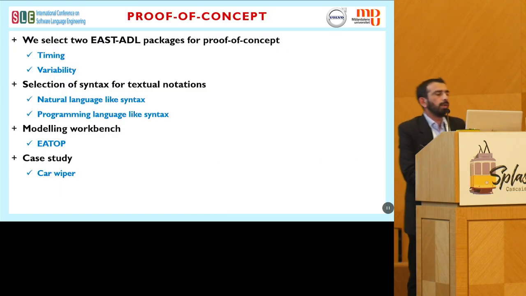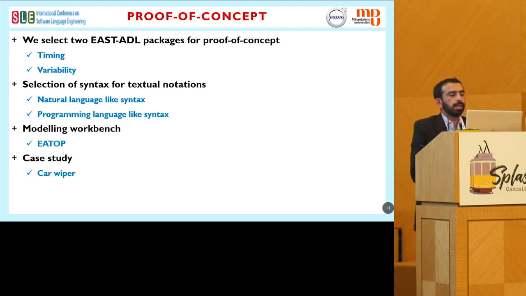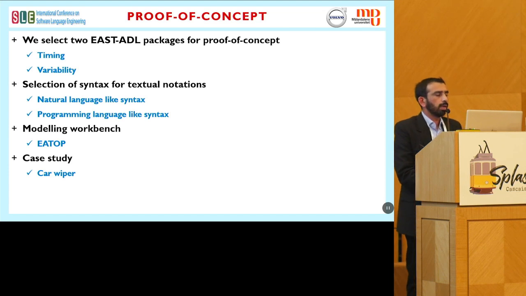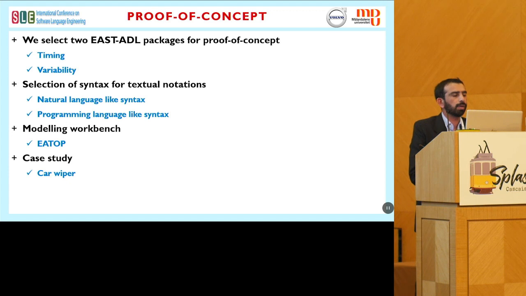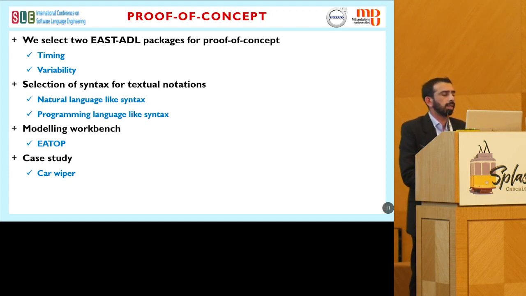So for proof of concept, we select two EAST-ADL packages, timing and variability. This selection is based on the industry partner's recommendation. Then the selection of syntax for textual notation is equally important. For this, we proposed two options to the industry partner. The first one is a natural language-like syntax, and the second is a programming language-like syntax. The team at Volvo preferred the programming language-like syntax because the engineers and developers are more comfortable with it.